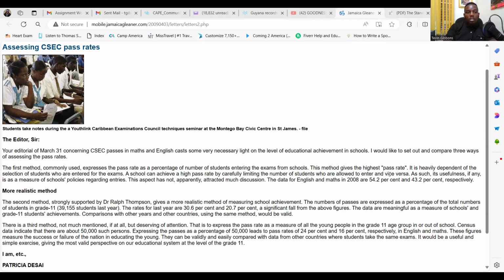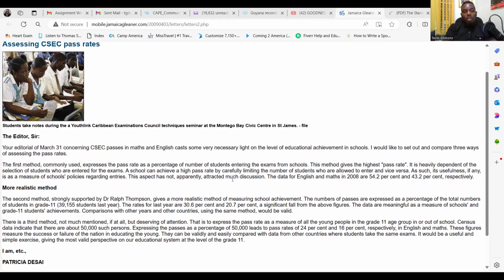It is heavily dependent on the selection of students who are entered for the exams. A school can achieve a high pass rate by carefully limiting the number of students who are allowed to enter, and vice versa. As such, its usefulness, if any, is as a measure of schools' policies regarding entries. This aspect has not, apparently, attracted much discussion. The data for English and Maths in 2008 are 54.2% and 43.2% respectively.